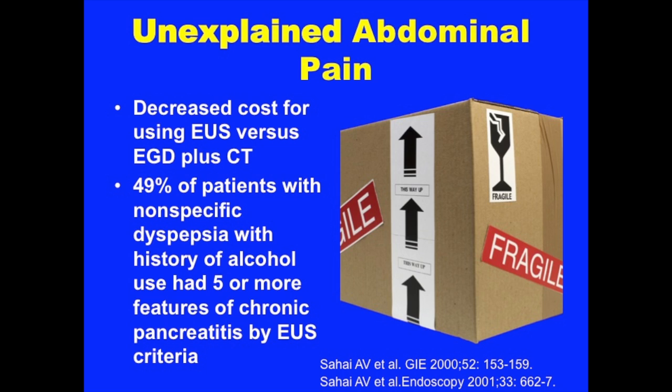The other thing you need to remember if you're choosing this for your patient population is that 49% of patients with nonspecific dyspepsia who have a history of drinking alcohol, 2 or more drinks per day, have 5 or more features of chronic pancreatitis by EUS criteria. So you have to be selective in the patients in whom you're using this test. EUS is an overly sensitive test.